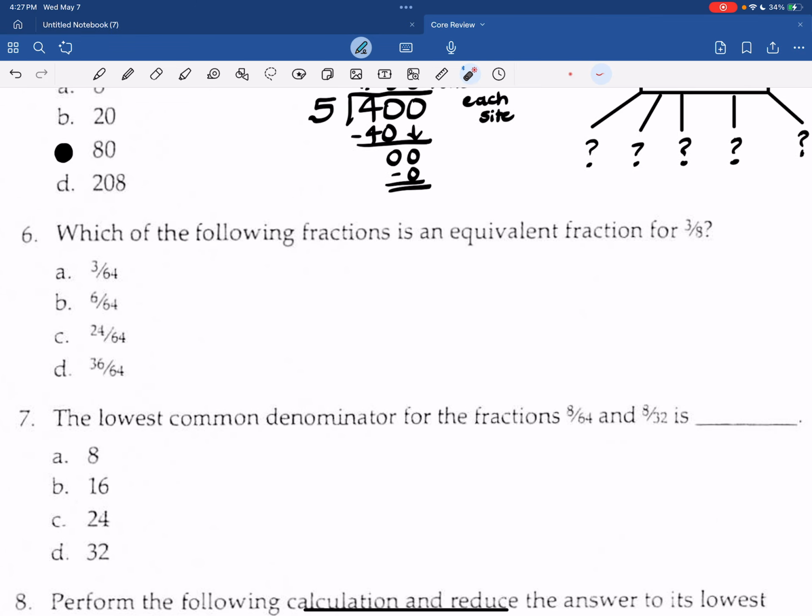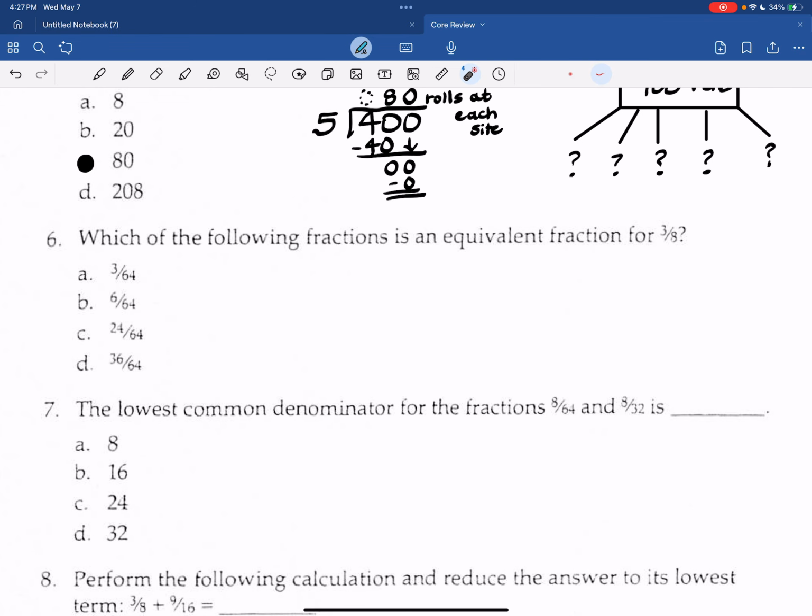Number 6 is not really a story problem. It's more of a theory problem, so I will not apply roses here. Which of the following fractions is an equivalent fraction? And we know what that means. Equal fraction for 3/8. So I'm going to bring my 3/8 down here. And I'm going to look at my choices. And I notice that all of them have a denominator of 64. So I'm going to raise this 3/8 up to 64ths.